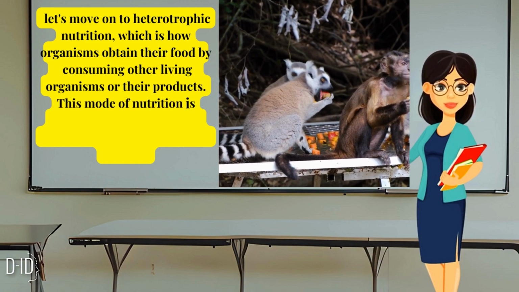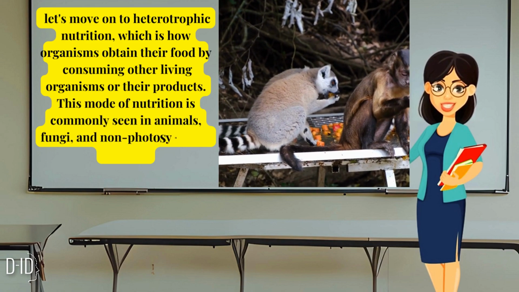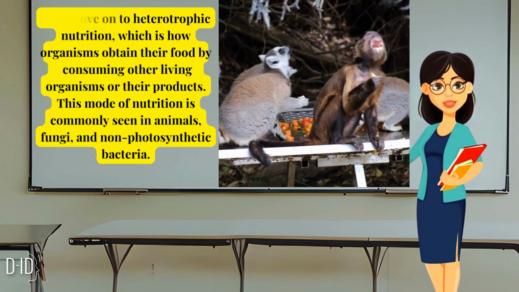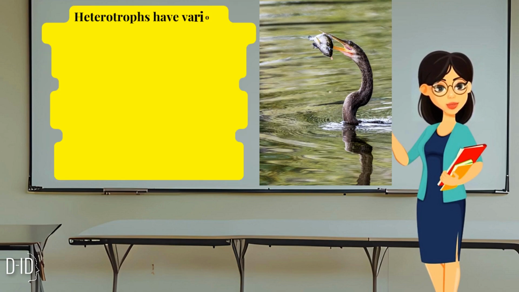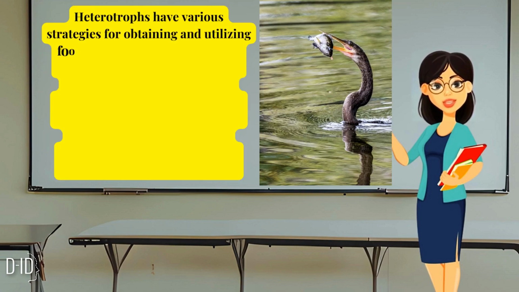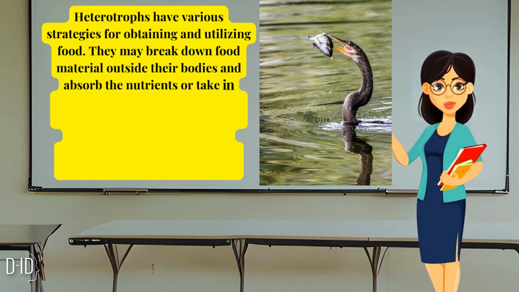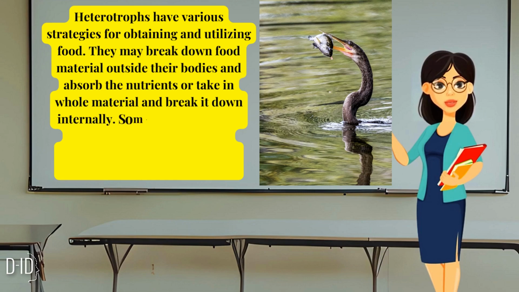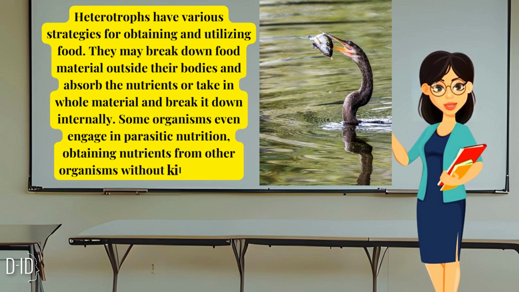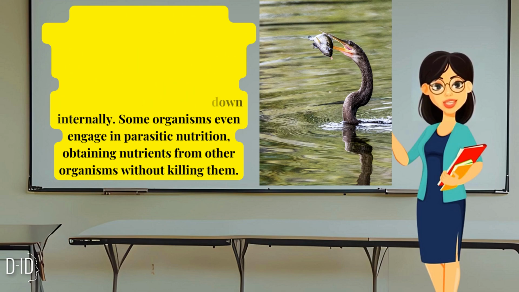or their products. This mode of nutrition is commonly seen in animals, fungi, and non-photosynthetic bacteria. Heterotrophs have various strategies for obtaining and utilizing food. They may break down food material outside their bodies and absorb the nutrients, or take in whole material and break it down internally. Some organisms even engage in parasitic nutrition, obtaining nutrients from other organisms without killing them.